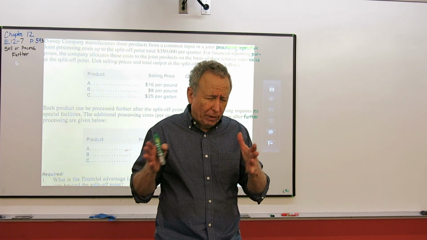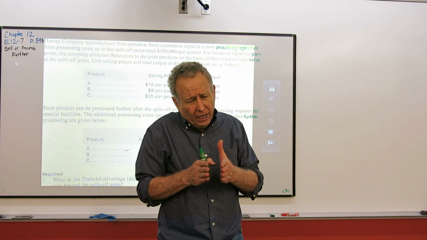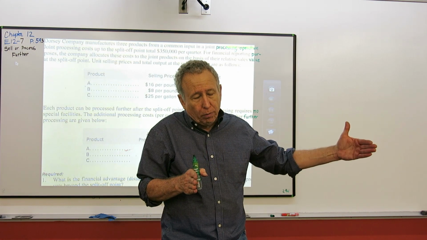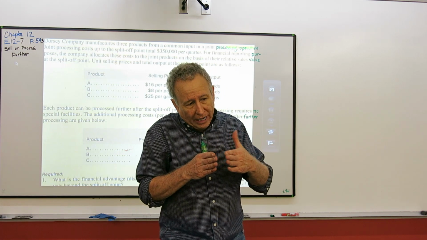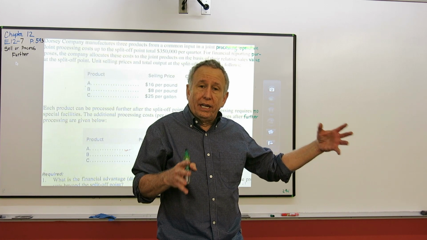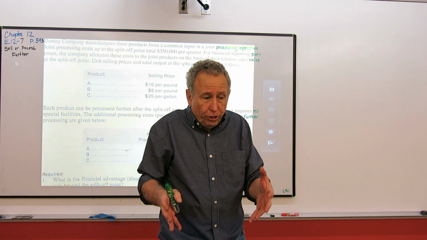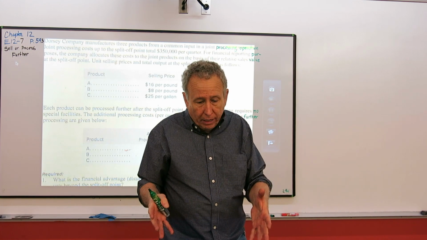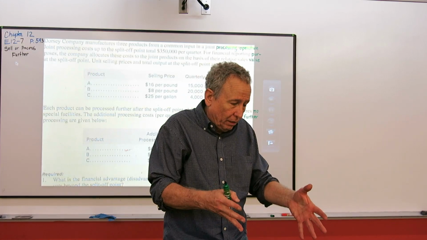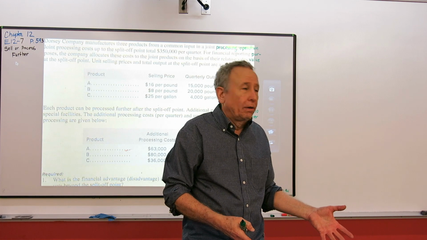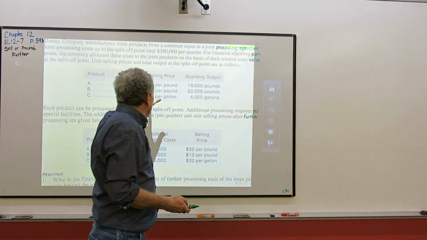Remember, this whole chapter is about relevant and irrelevant costs. You're going to compare your incremental processing costs to your incremental processing revenues and see, is it worth it to take a cow and cut it up, or should you just sell the whole cow? Or should you take a pig and leave it the way it is, or should you take the pig and cut it up into parts? Is it worth more? Well, in this one, we're dealing with oil.